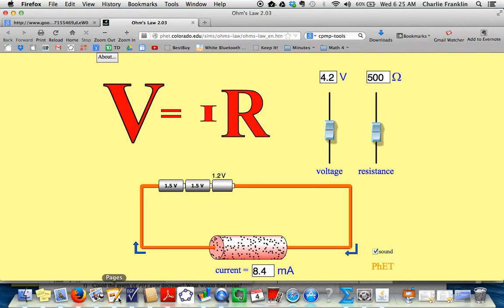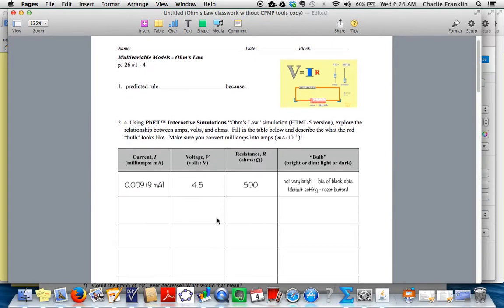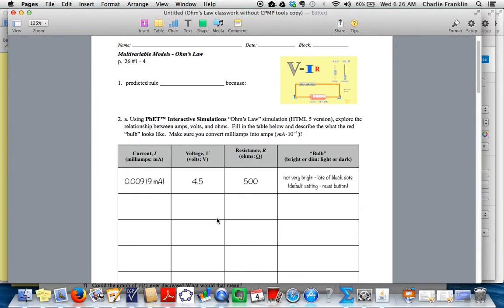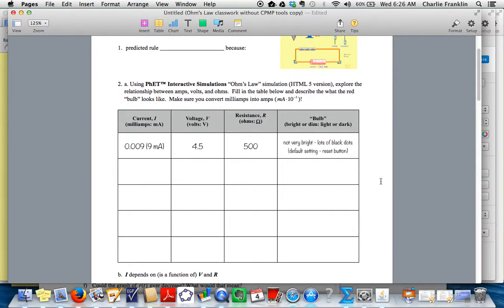You are going to record your findings in a worksheet that looks like this. You're going to follow along with problem number 2 here. And as you change the settings according to the directions in the textbook on page 27, problem number 2, you can record your findings in a table like this, like I did, and describe what happened.